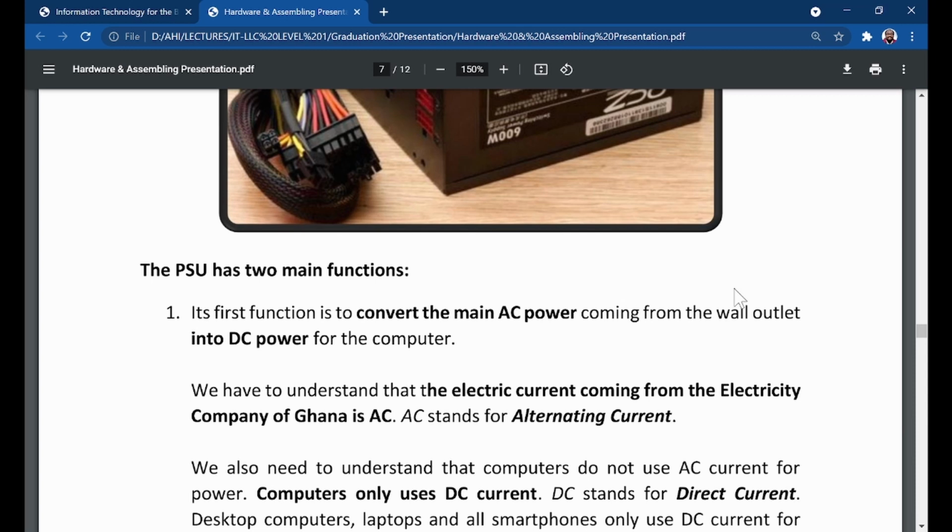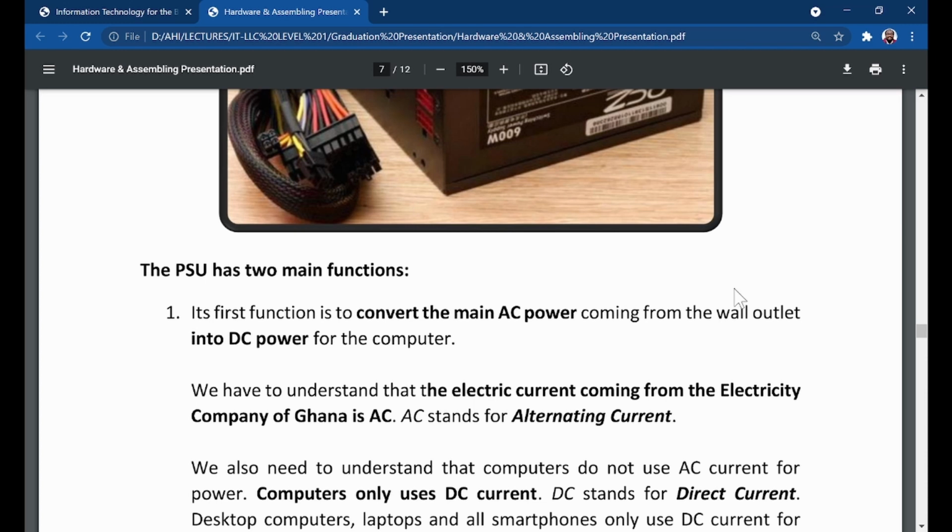Now, the power given to you in your house in the country we live in is 240 volts. It ranges between 220 and 240 volts. That is why when you look here, you can see between 220 240. Can you see something like that? That is the power coming from the electricity company. And that type of current is called alternating current.